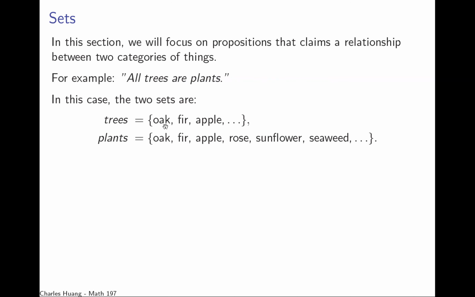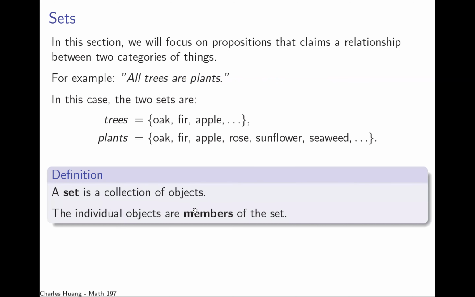To represent a set, I list every different item down, and we call these different items members of a set. We separate them with commas, and we add a set of braces at the end to show that that's one set, one group. So the set of plants would look something like this. We can have different types of trees. We can have different types of flowers. We can have seaweed. We can have all sorts of different things.